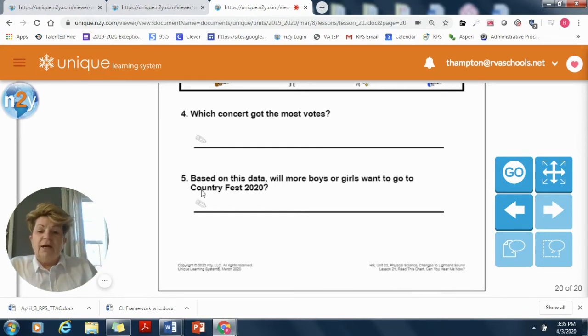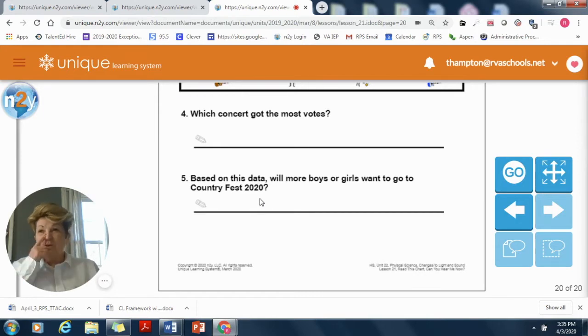And then number five, based on this data. Now data can sound like a fancy word, but data is just numbers. Based on all the information that we have, will more boys or more girls want to go to a country fest 2020? Based on this data, will more boys or more girls want to go to a country fest 2020?